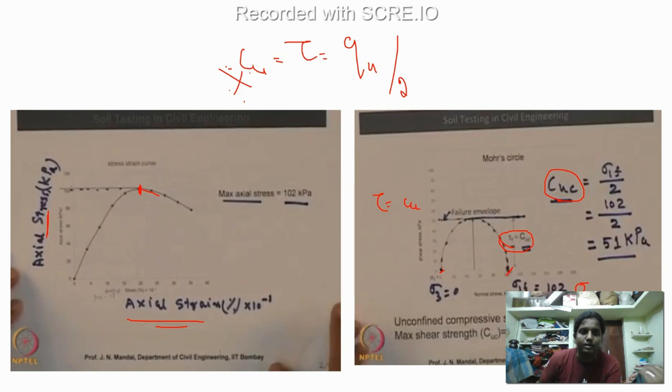Why it is called undrained means you are not allowing any drainage. You are just preparing the sample, keeping it, and your rate of loading is such that you are not allowing any drainage to happen. So it is your undrained cohesion that we get in our UCC test. Fine.